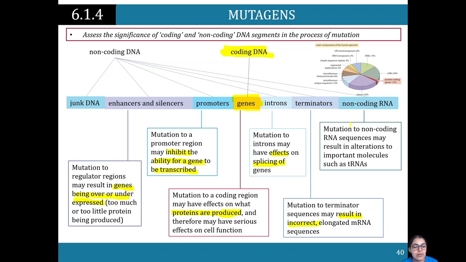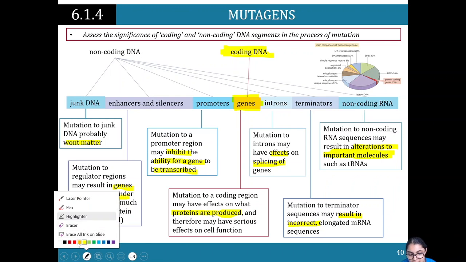When mutations occur to non-coding RNA sequences, that can result in alteration to important molecules. Non-coding RNA is important for the RNA molecules that we talked about in replication, transcription, and translation. tRNA is an important one, right? So if there's a mutation to that, it can affect the function of tRNA and mRNA. Finally, junk DNA. Mutations to junk DNA, as the name suggests, won't have a huge effect, and they probably won't matter.